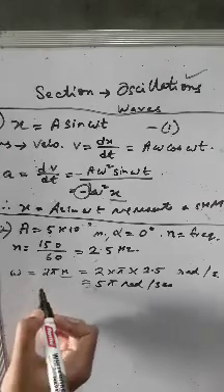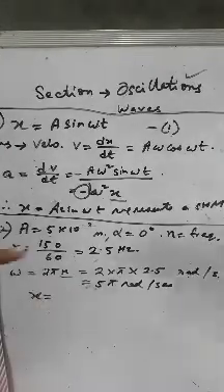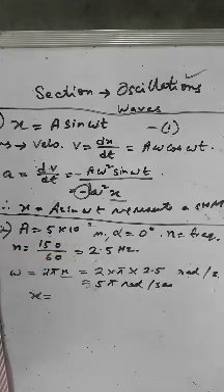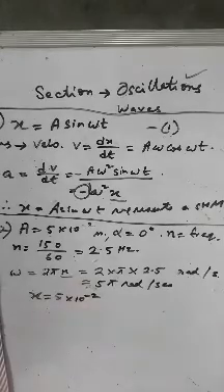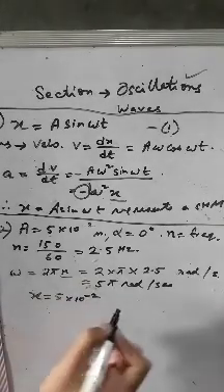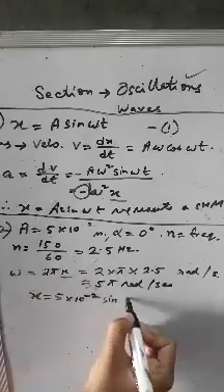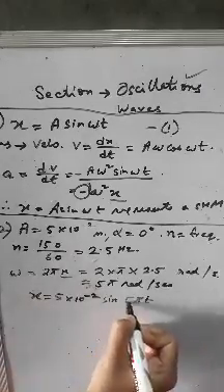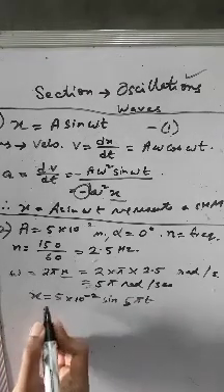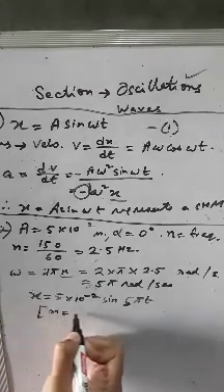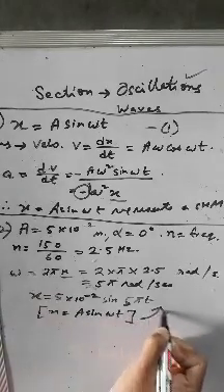So we can write the equation of SHM as x equals to, the value of amplitude is what? The given 5 into 10 to the power minus 2, sine 5 pi t. Why are we writing this? Because we know that x equals to a sine omega t, so it is resembling this.